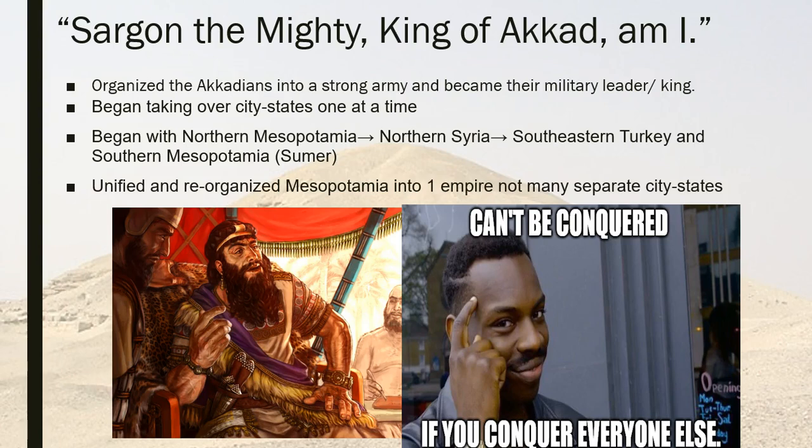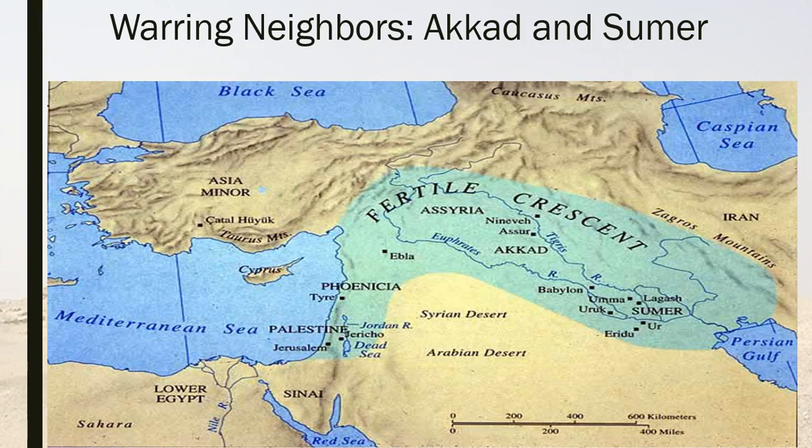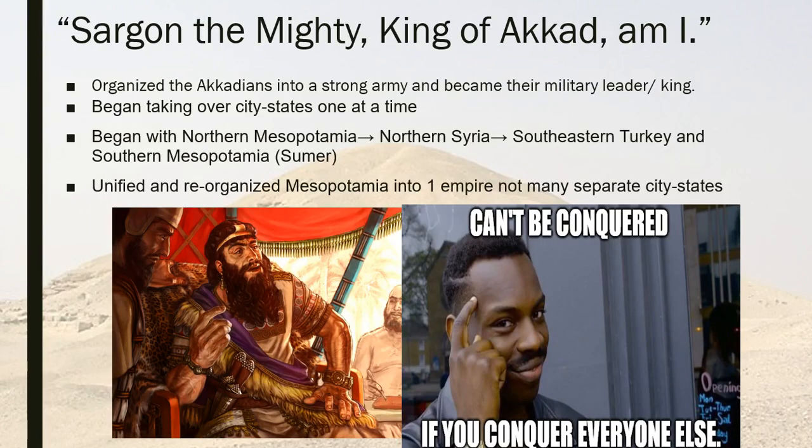Now what he did is he began taking over city-states. So if we go back to this map, you'll see that there are these different dots, different city-states. He basically just kind of one at a time invaded them, took them over, and basically appointed himself as the king of that city-state. And that's how he gained land. So he began in northern Mesopotamia, into areas of like northern Syria, southeastern Turkey, which are present-day countries, and eventually he starts moving south and into Sumer and takes over Sumer.